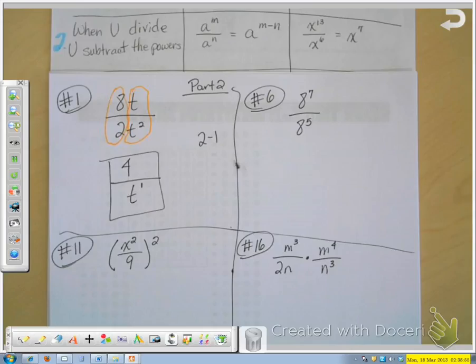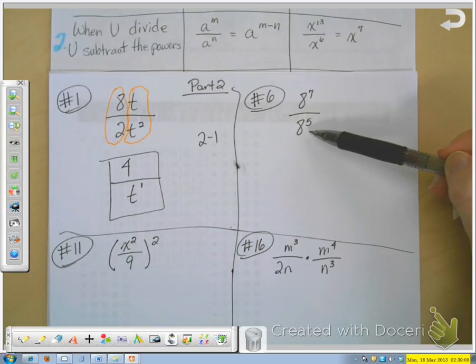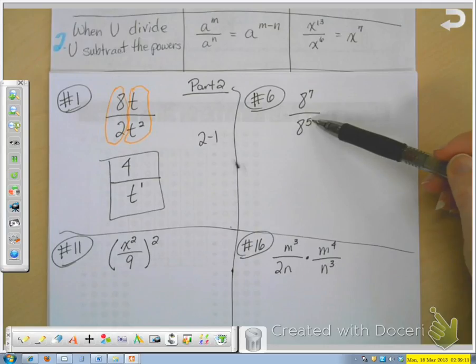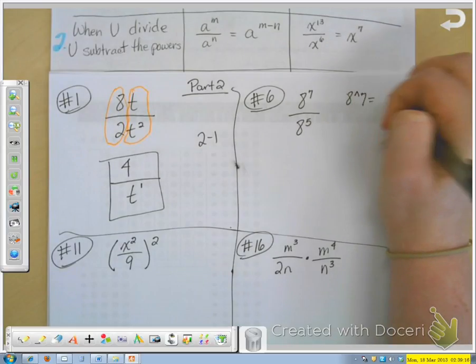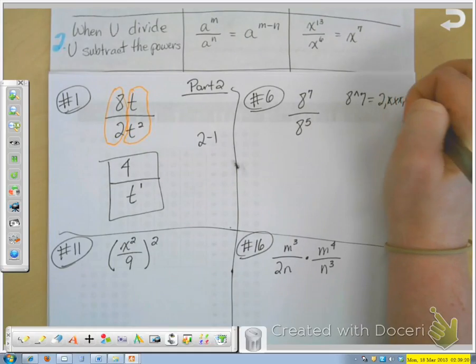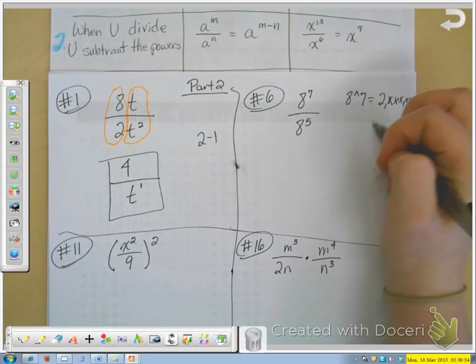Now let's look at number 6. Number 6 is probably the most missed problem. The reason being is because folks come in here and they look at these big, beautiful 8s and they go, oh, that's easy. 8 divided by 8 is 1. And they completely ignore the exponents. The problem is that if you took 8 and raised it to the 7th power in the calculator, you get 2 million and a whole bunch of numbers after it, okay? It's not just 8, all right? So we're going to pretend they're x's.